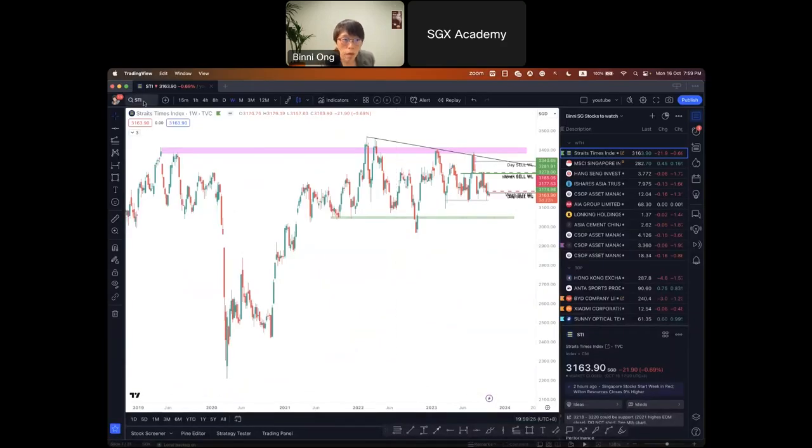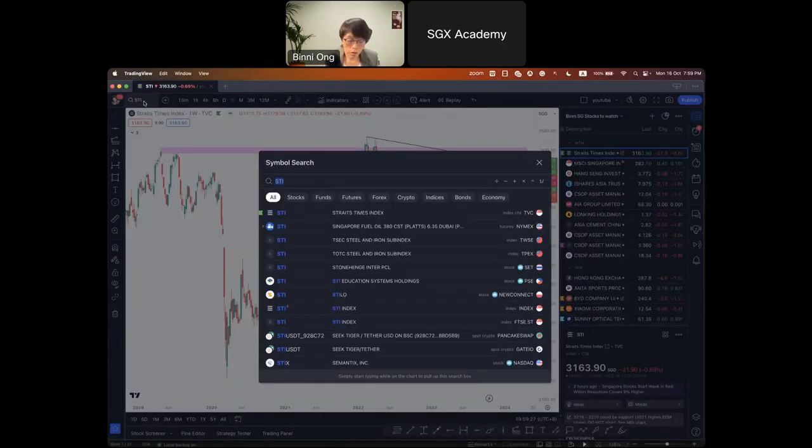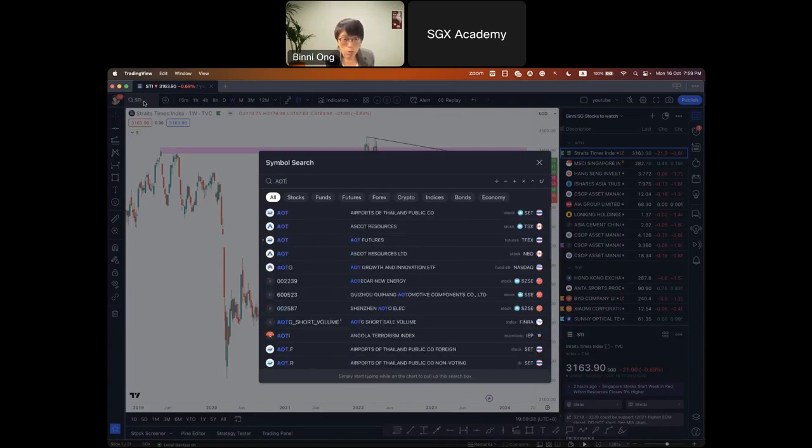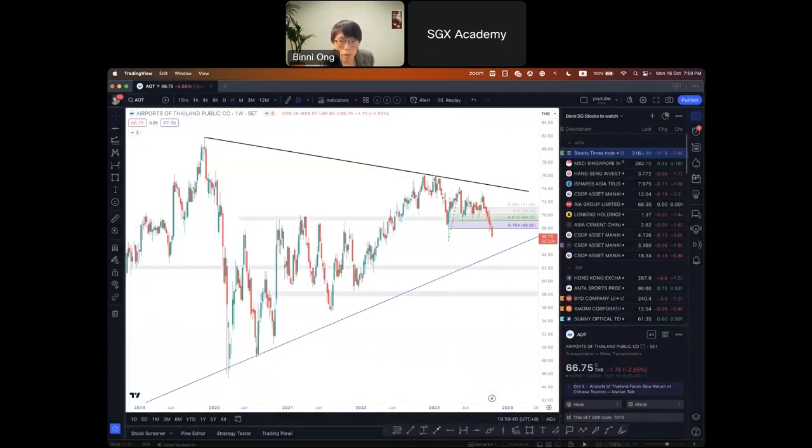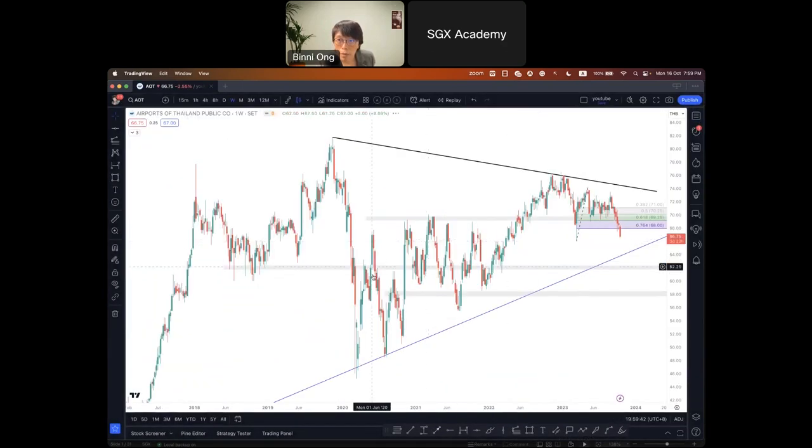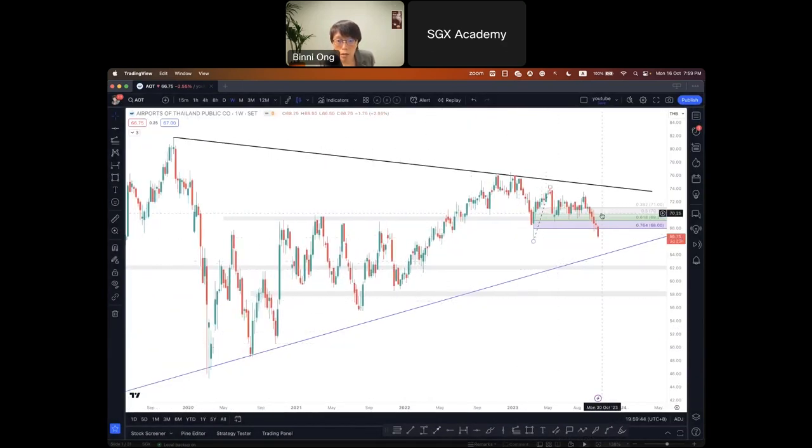If you go to TradingView, which is the stock software that I'm using, and key in AOT, just AOT, the first one you should be able to find under SET is the Airports of Thailand. So this is the Airports of Thailand. Let me just maximize the chart. So this is exactly what I've drawn just now. This was that Fibonacci retracement.